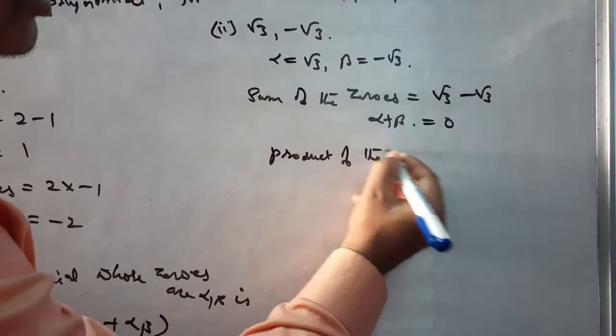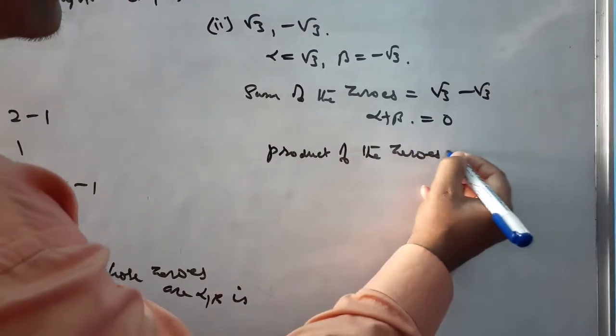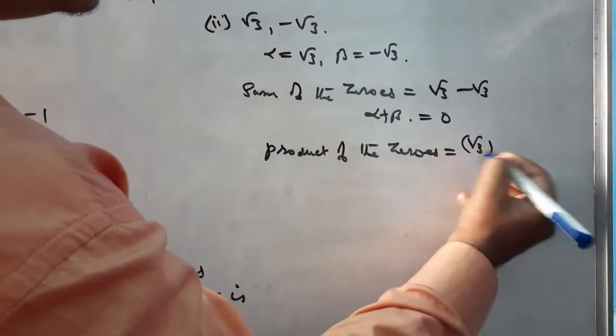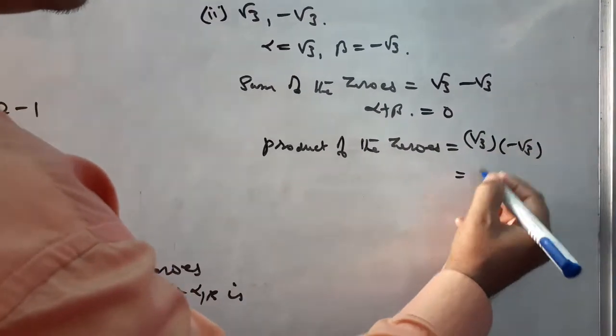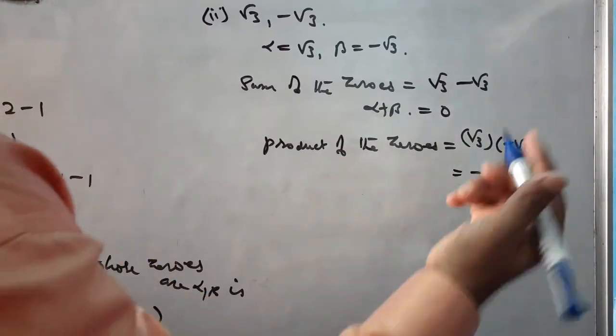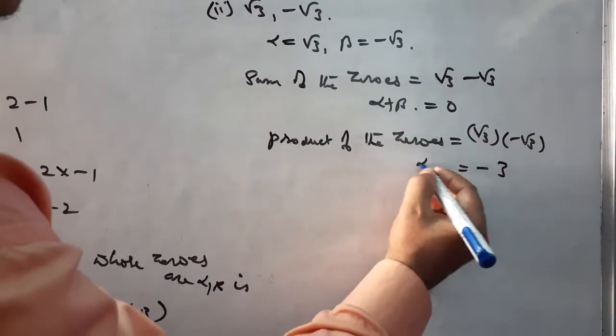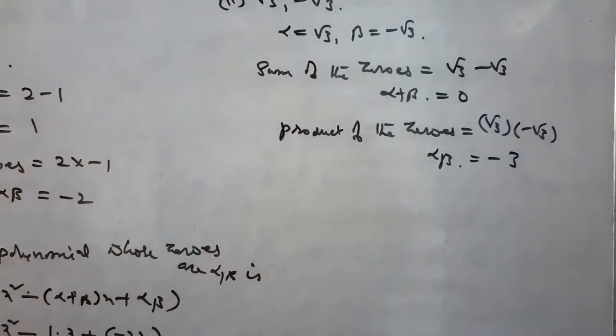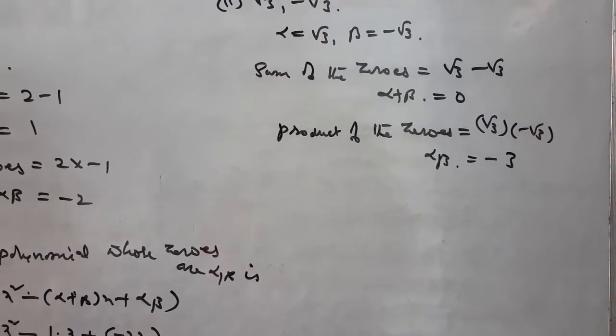Product of the zeros means root 3 into minus root 3. We will get plus into minus is minus. Root 3 into root 3 becomes 3. Here it is alpha beta. Alpha beta is equal to minus 3. Alpha plus beta is equal to 0.